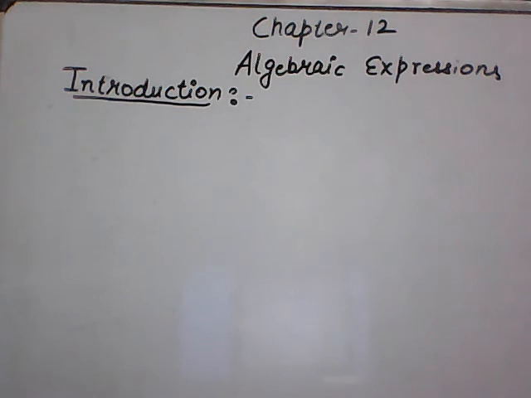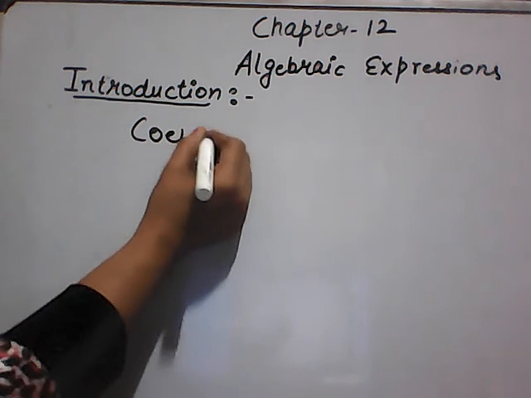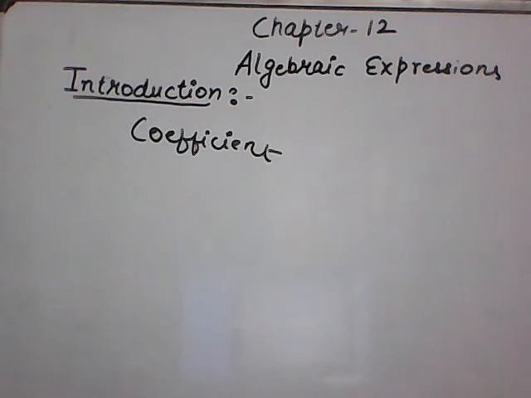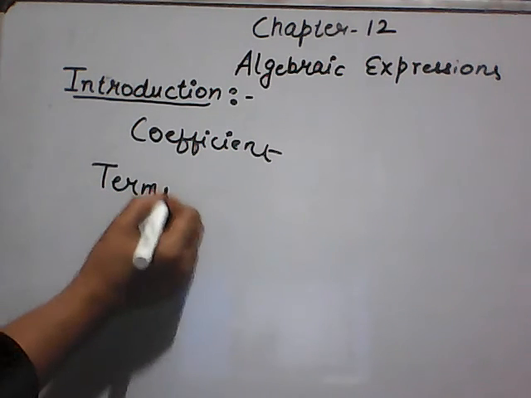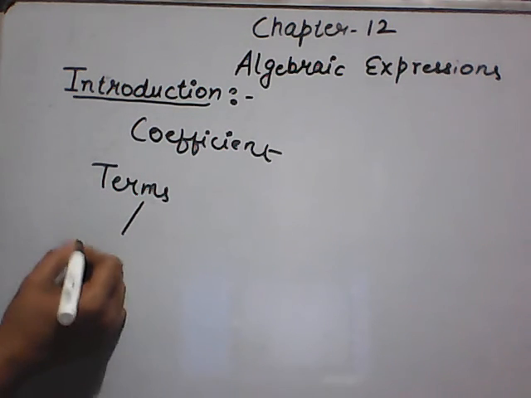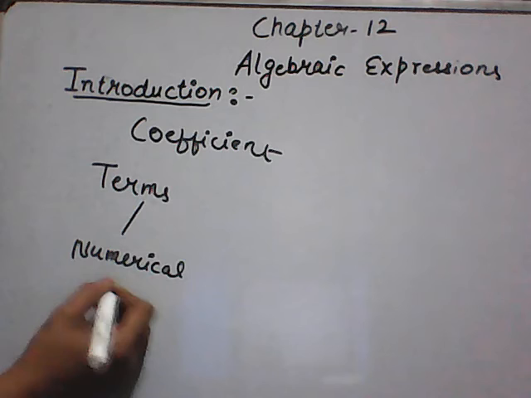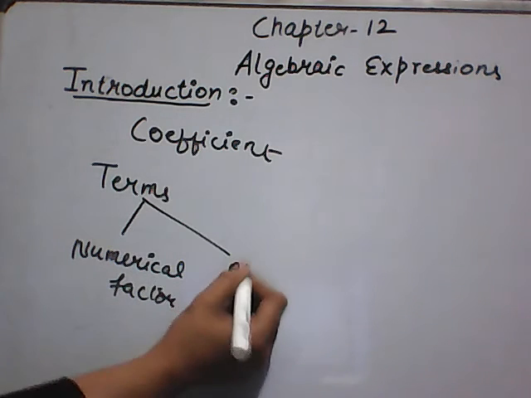Next topic is coefficient of a term. Suppose you have to find out the coefficient of a term. A term may have two kinds of factors. These factors can be numerical factor or algebraic factor.